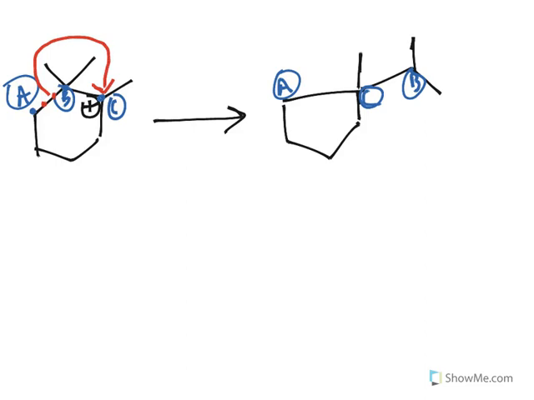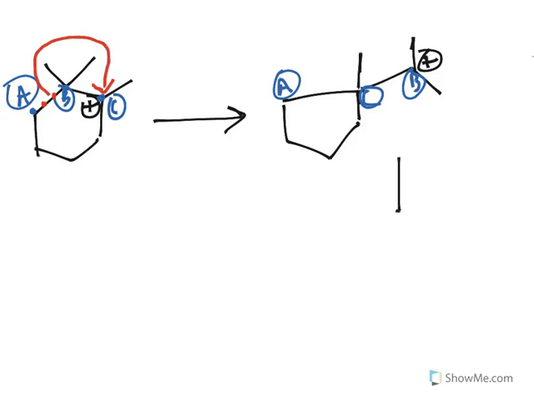However, carbon B had 2 methyl groups. It has 2 carbons attached to it in the form of 2 methyl groups. So carbon B is the one that lost the bond, and because of that, that's where your carbocation goes. So there's your carbocation.